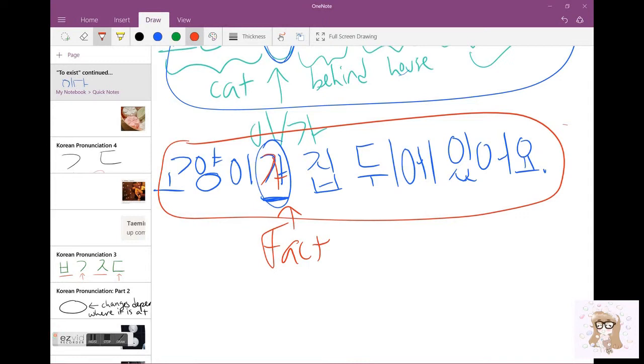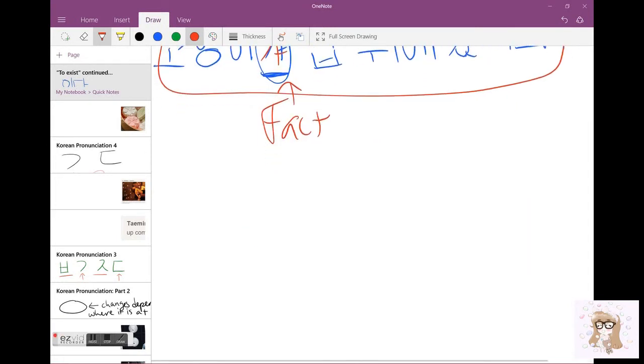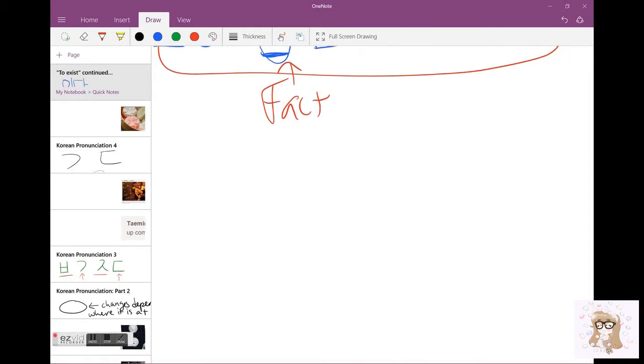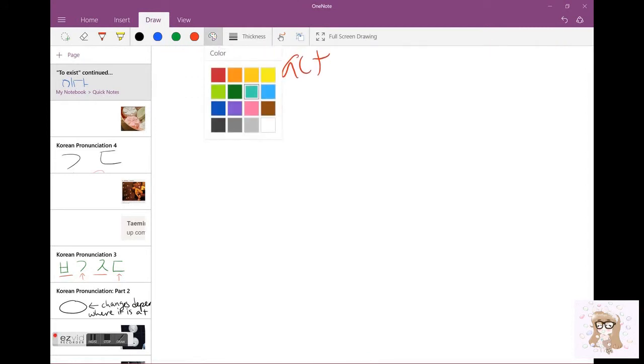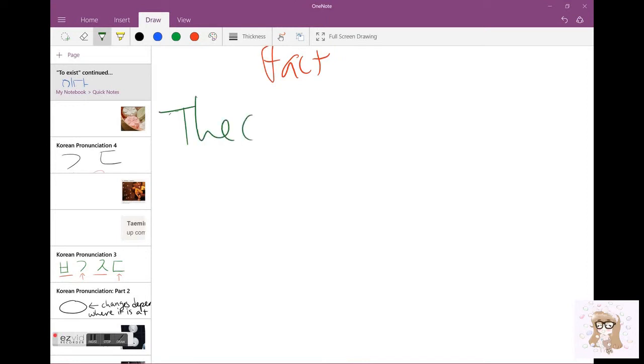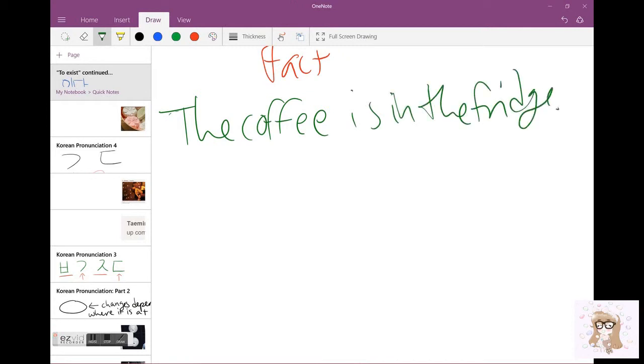Like, let's say someone were to ask you, hey, where's the cat at? You'll use 가 to definitely say that it's a fact that the cat is in the house. You're not comparing it in the conversation with anything else. Another example is way better than the cat, because the cat's kind of too abstract. It will be the coffee is in the fridge. Okay?